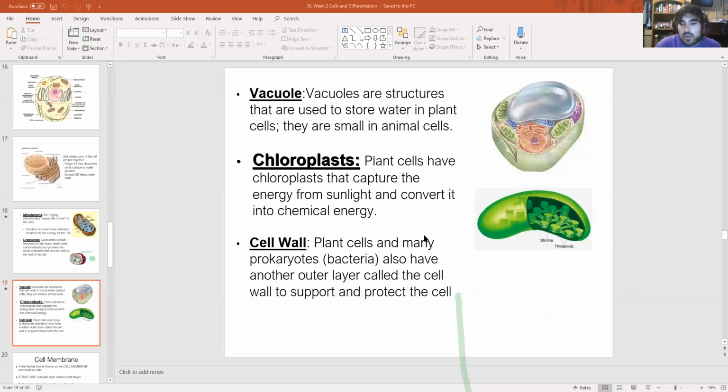Okay. We're going to go right now into some plant organelles. So these are ones that only plants have. And this is what makes them different from animal cells.